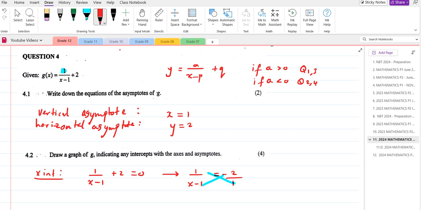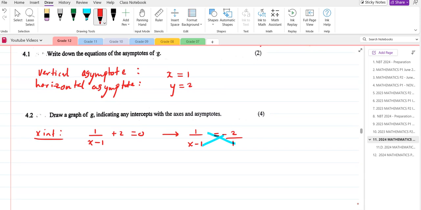If I cross multiply, I will get minus 2 into x minus 1 is equal to 1 times 1, which is 1. We're going to divide both sides by negative 2, so I'm going to get minus half here, right? And then take the 1 over, I will get x is equal to half, minus half plus 1, x equals half.